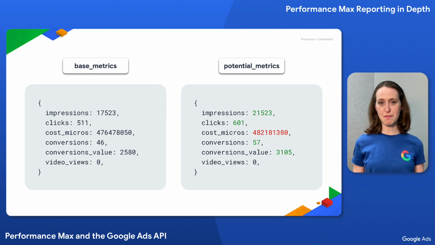The recommendation impact field provides weekly account-level performance metrics in terms of base metrics. That's what performance metrics you're starting with. And potential metrics. That's what Google estimates your performance metrics will be after you make the recommended change. Subtracting the base metrics from the potential metrics, you can see what difference applying a given recommendation could make for your account performance.